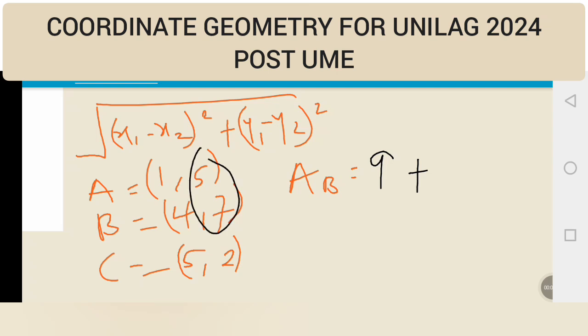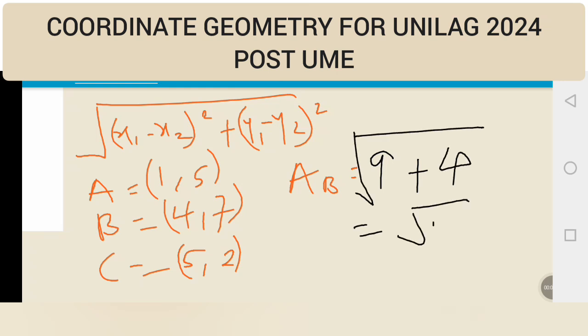When you square it, you're going to get 4. Then plus 4. Then square everything like this, square root of everything. You're going to get root 13. That's the distance between A and B.